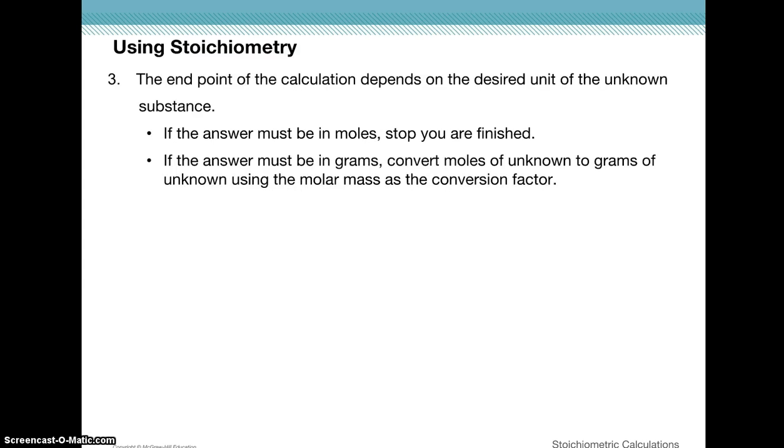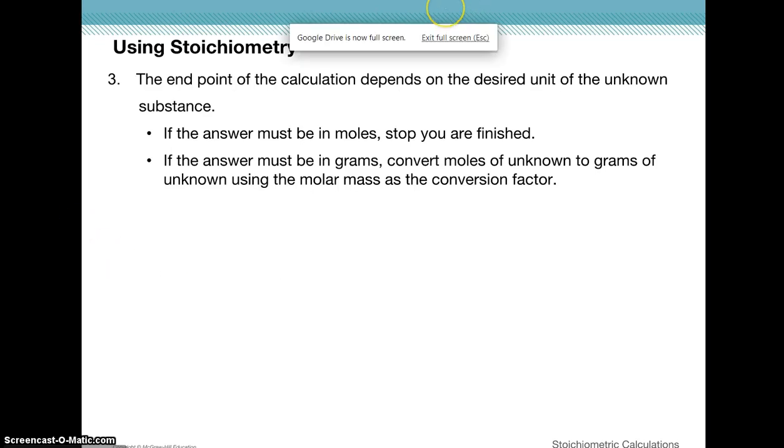And then the next thing is we want to figure out where we want to end. What units are we trying to get for our unknown substance? If we're trying to just find moles, all we have to do is stop after the mole ratio. If we're trying to find grams, we're going to have to convert moles to grams. So it's going to turn out looking something like this.